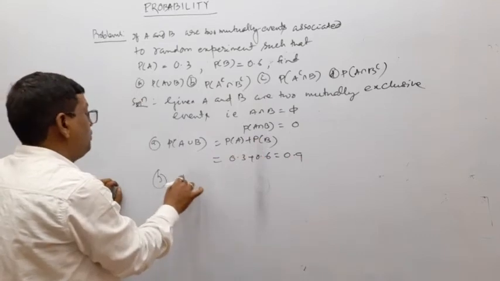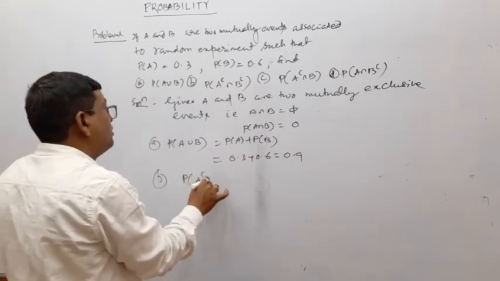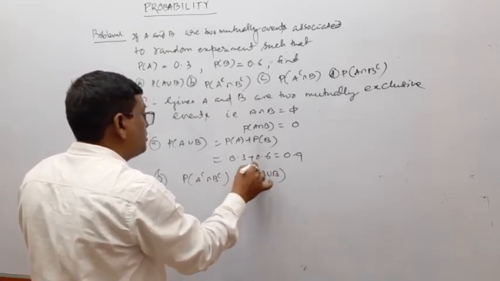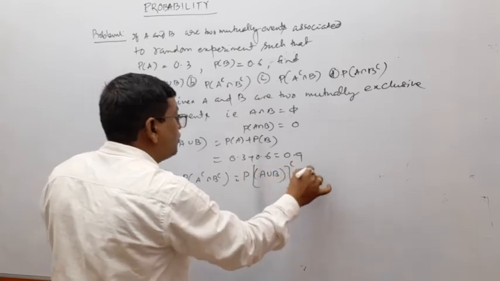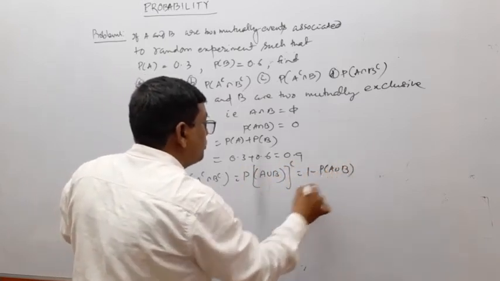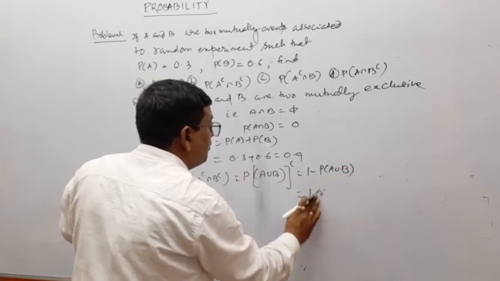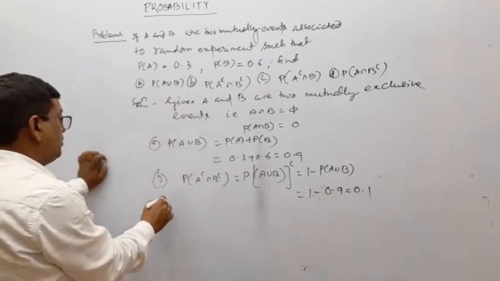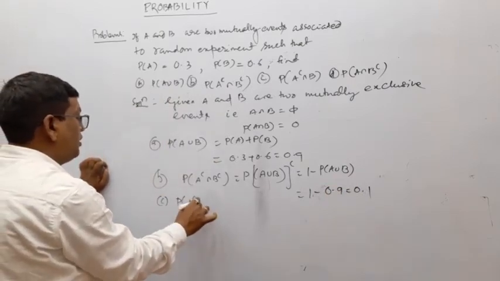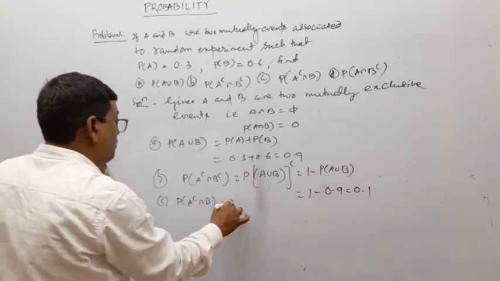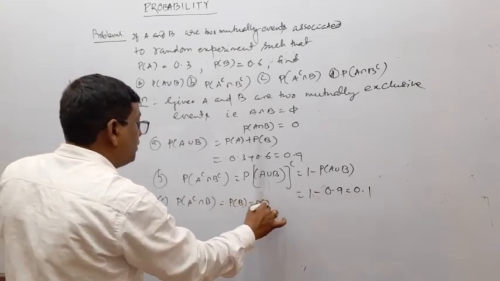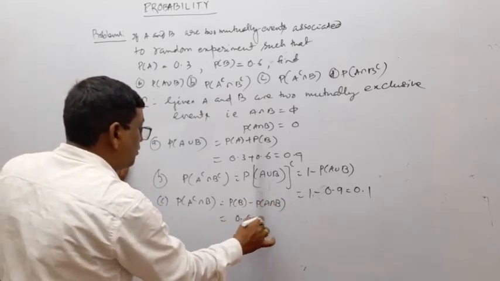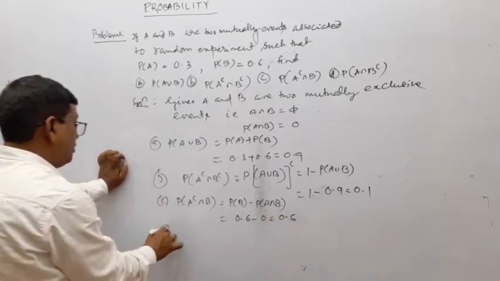Second part, P of A complement intersection B complement, that is P of A union B whole complement, that is equal to 1 minus P of A union B. So 1 minus 0.9, that is 0.1. Now third part is P of A complement intersection B, that is equal to P of B minus P of A intersection B. So P of B is 0.6 minus 0, so 0.6.